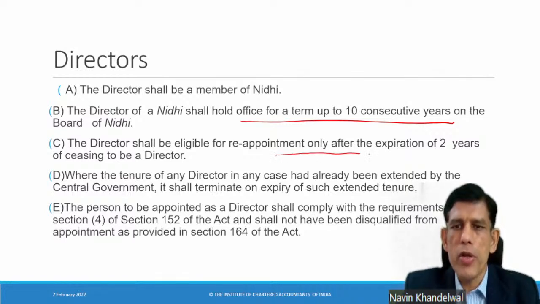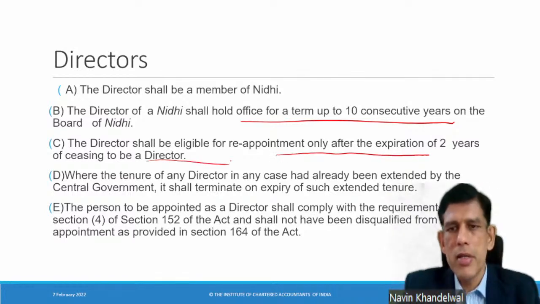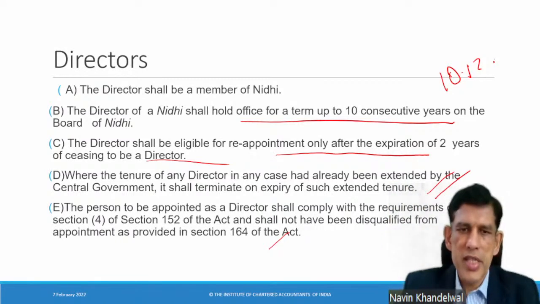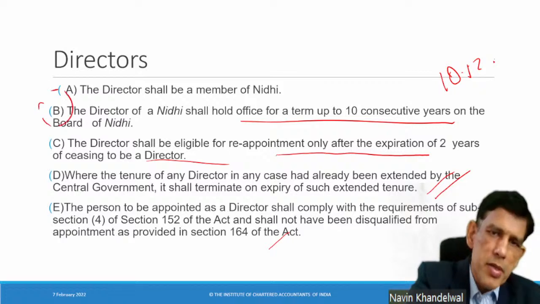They shall be eligible for reappointment only after expiration of 2 years of ceasing to be director. That means 10 plus 2. So after 12th year, they are eligible for reappointment. If by virtue of any reason the government has extended a tenure of a director, it shall terminate on the expiry of such extended tenure, and it shall comply with the requirement of director's eligibility and disqualification. That is same. So remember, this is important.